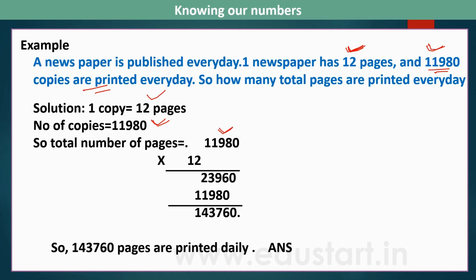11,980 into 12. Okay. So now if we multiply these two, you can find it out. It is 1,43,760. Okay, so it means that 1,43,760 pages are printed daily. So this is the answer. I think this is clear.